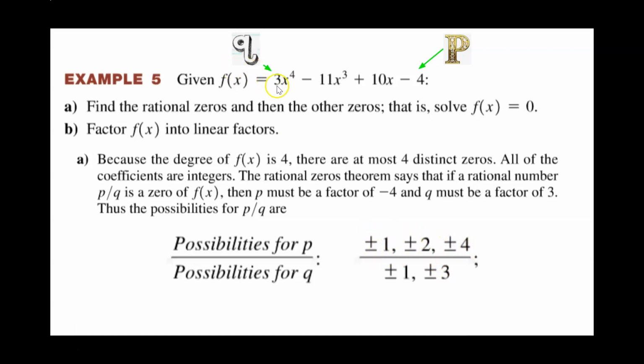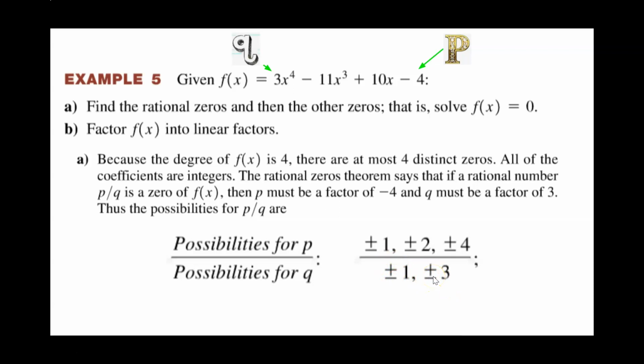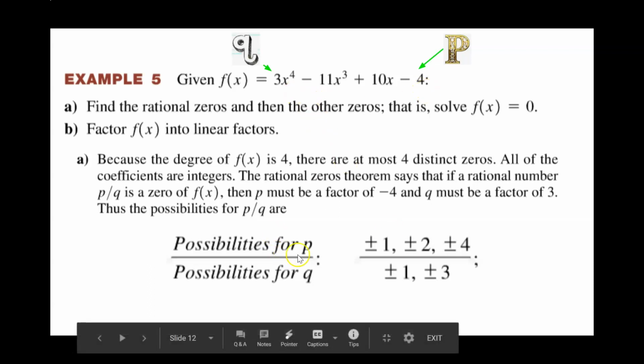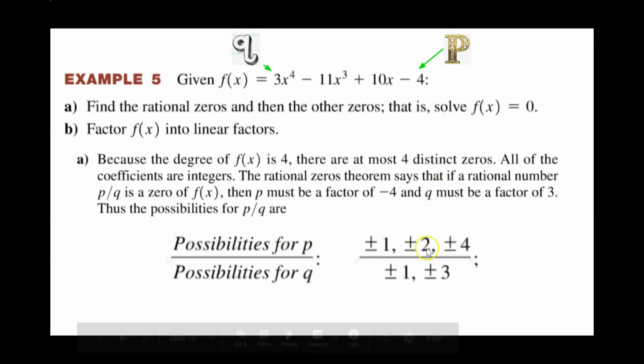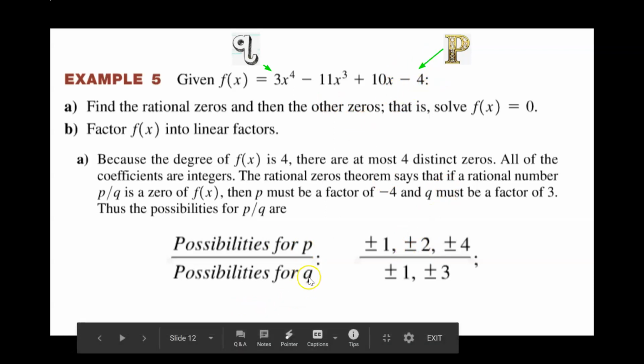So what are the possible factors to get 3? The only way you can get 3 is 1 times 3, and then put a plus or minus in front. So basically, you're just listing out the factors to multiply to give you that number, and then you put a plus or minus for each number that you come up with. Remember again, the P goes on top in the numerator, and it's the last one in the equation, and the Q goes on the bottom, the denominator, which is going to be the coefficient in front.